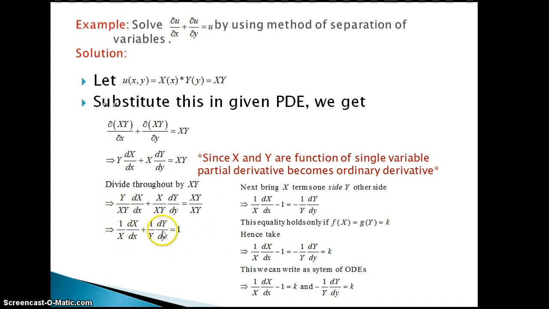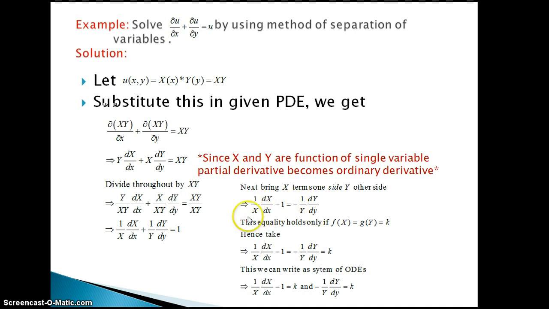So in the next step, you bring all capital X terms to one side and capital Y terms to the other side. For that purpose, the 1 on the right-hand side is a constant that you can combine with either capital Y or capital X, it does not matter. But in this problem, I have taken 1 to the left-hand side and (1/Y) dY/dy to the right-hand side. So I brought all capital X terms to one side and capital Y terms to the other side. So like this: (1/X) dX/dx minus 1 is equal to minus (1/Y) dY/dy.